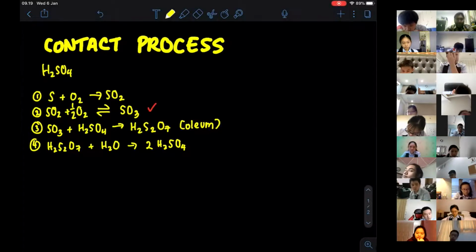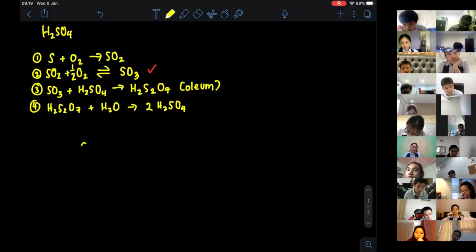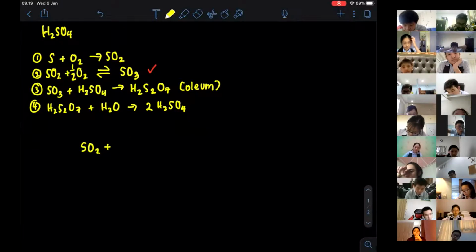Now, what is important? I am going to focus on step number 2, because that is the step that involves the catalyst. So I will actually extract that step over here. I will put it over here. SO2. Sir, why can't we just dissolve sulfur trioxide immediately? They cannot do that.